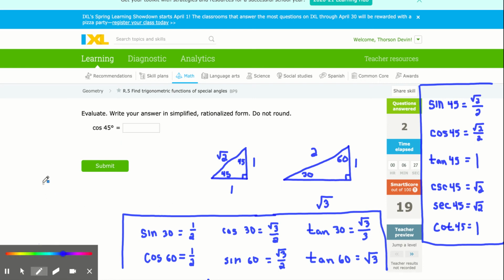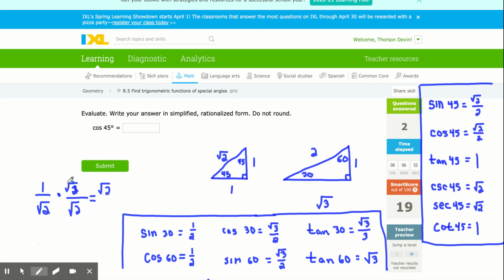This is what I mean by rationalizing the denominator. So if you were to use the reference triangle, you'd find out that the cosine of 45 is adjacent over hypotenuse, 1 over the square root of 2. Then we have to actually multiply that by the square root of 2 over the square root of 2. In other words, we're multiplying by 1 just to rationalize the denominator. 1 times the square root of 2 is the square root of 2. Square root of 2 times square root of 2 is 2. And that's how we get that square root of 2 over 2.